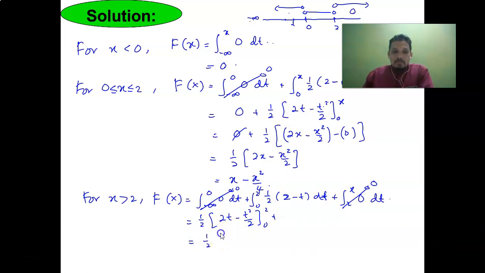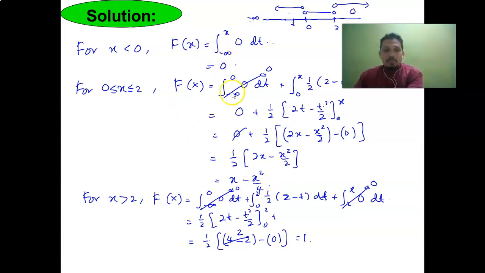So 1 over 2, substitute t with 2 first. So 2 times 2 equal to 4, then minus 2 squared equal to 4, 4 divided by 2 equal to 2. Minus, so substitute t now with 0. 0 and 0, 0. So then 4 minus 2 equal to 2. 2 times half equal to 1. Okay.